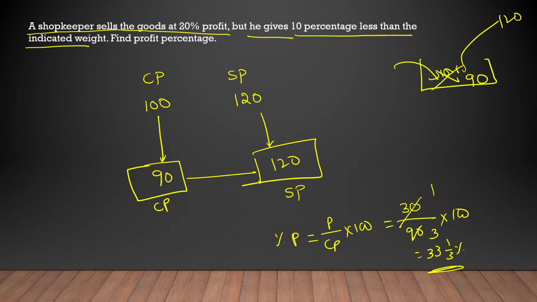So actually my cost price, that means how much I am spending for that item, is only 90 rupees because I am giving fewer items. But how much are you going to pay? You are going to pay 120. So you know your CP, you know your SP, just find out your profit percentage, which is going to be 33.33%. Look at the problem once.